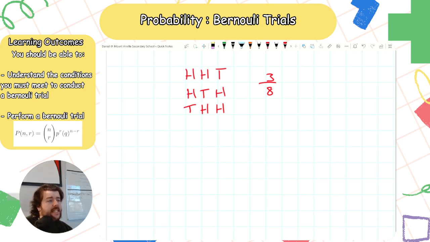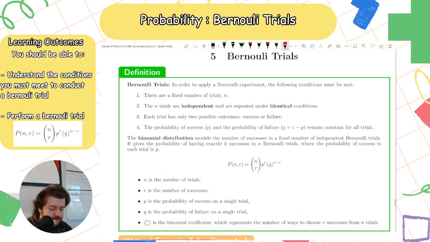But what happens now if I want to do this for larger values, say for 10 trials? Say I flipped a coin 10 times, how many times can I get 2 heads? That's when things get a bit crazy, because then I'll have 2 to the power of 10 possible combinations, which is 1024. And I'm not going to write down all 1,000 combinations of me flipping a coin 10 times. I'm not bothered. I am bothered, right? So that's why we look at Bernoulli trials.